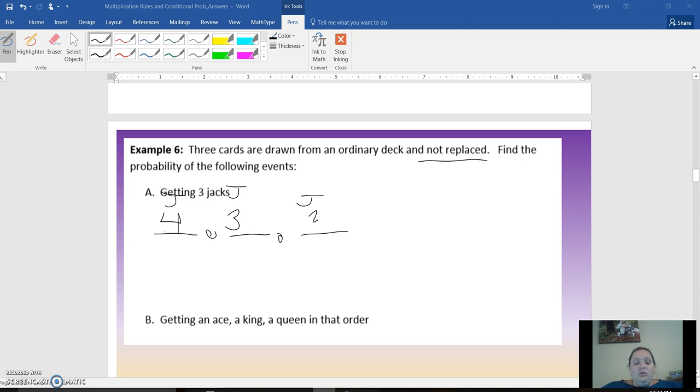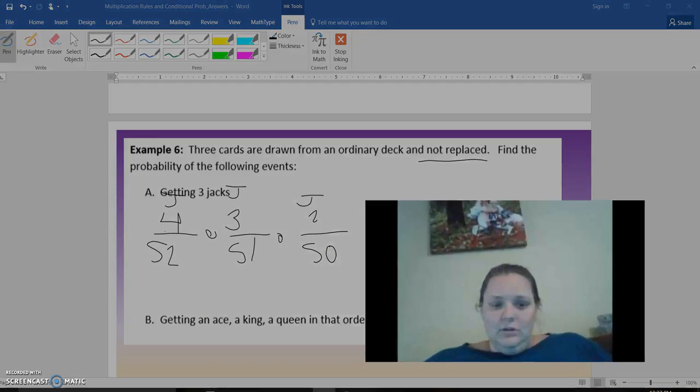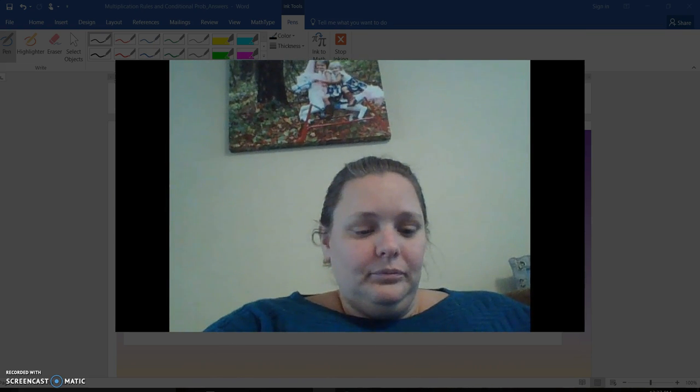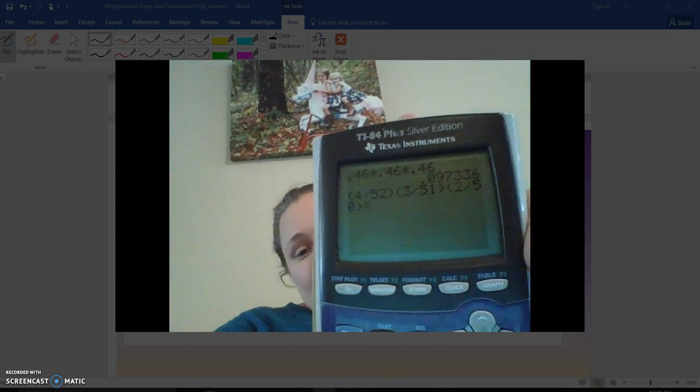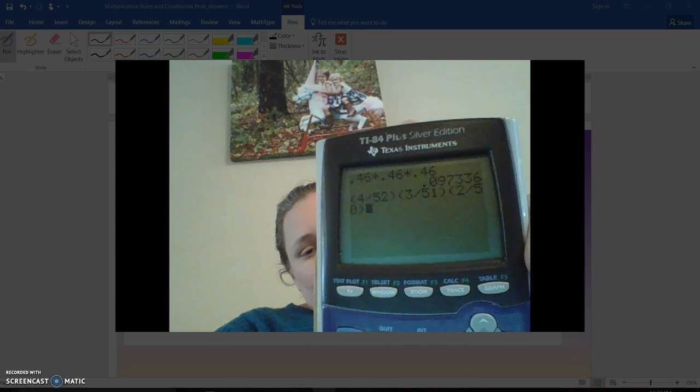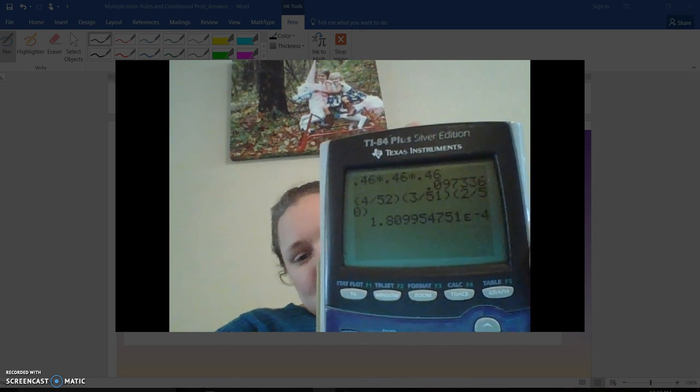And so the total that I have is 52. Then I pull a card out, so now I have 51. Then I pull a card out, and then I have 50. So in my calculator, I'm going to type those fractions in. Okay, always on fractions, do parentheses.